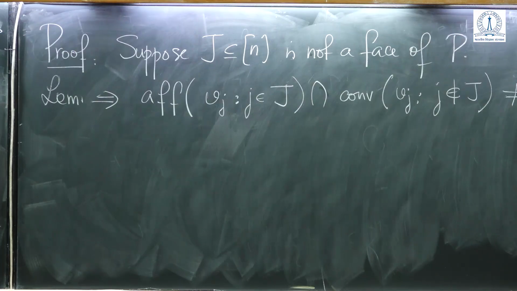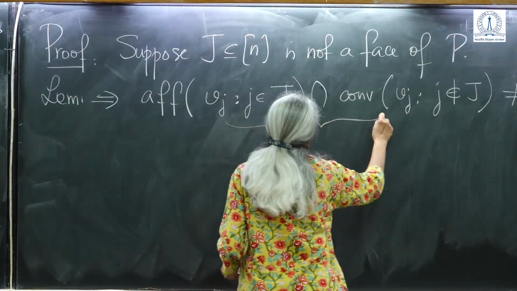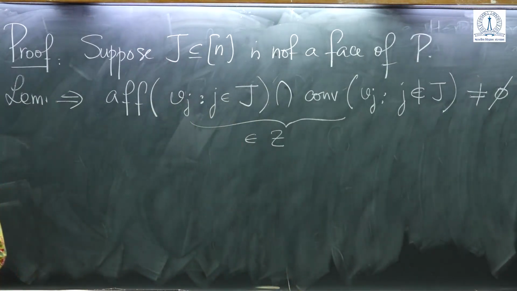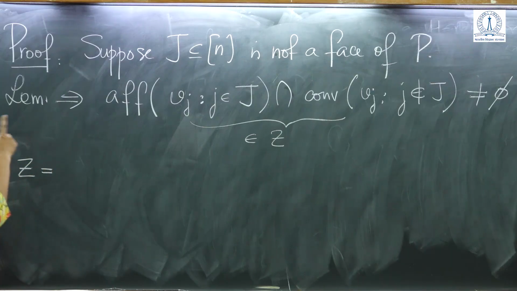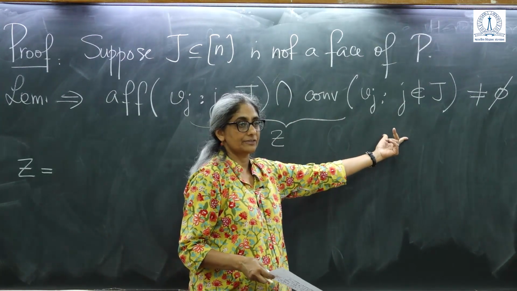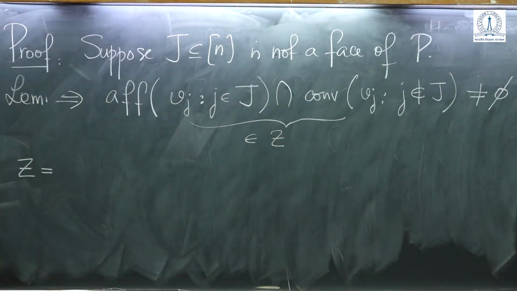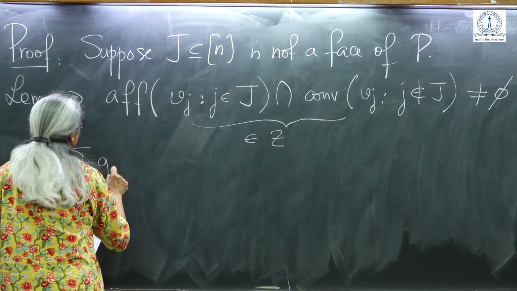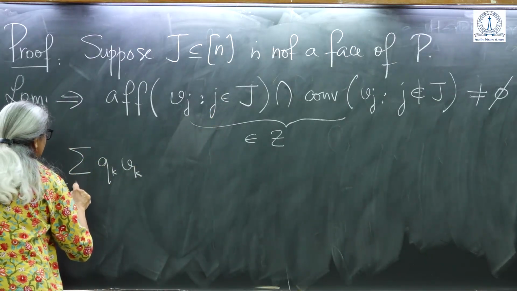So let's pick something from this intersection. It's not the empty set, so there must be something in here, right? So in this intersection, let's pick something called Z. So that means I can write this Z both as an affine combination from this part and as a convex combination from that part, right? It's in the intersection, therefore you can write it in both ways. Okay, let's first write it as a convex combination. So I'm going to write this as sum of QK VK. I'm using the convex part where K is not in J.